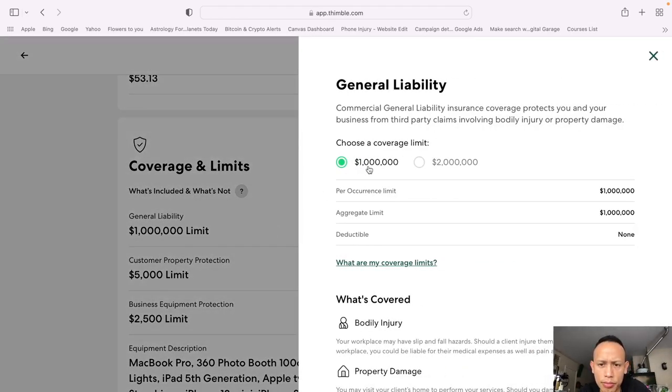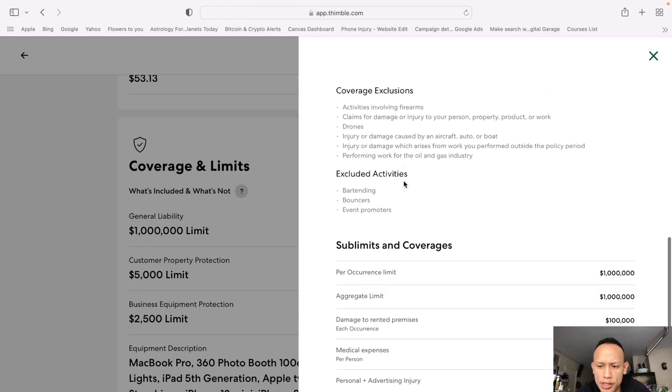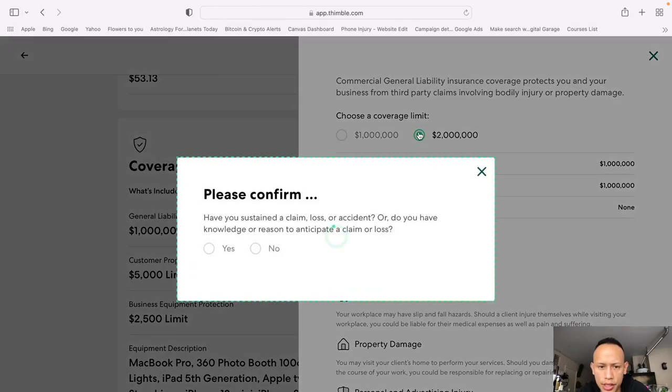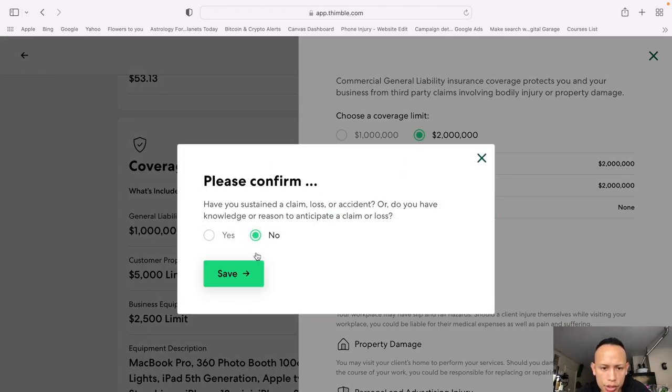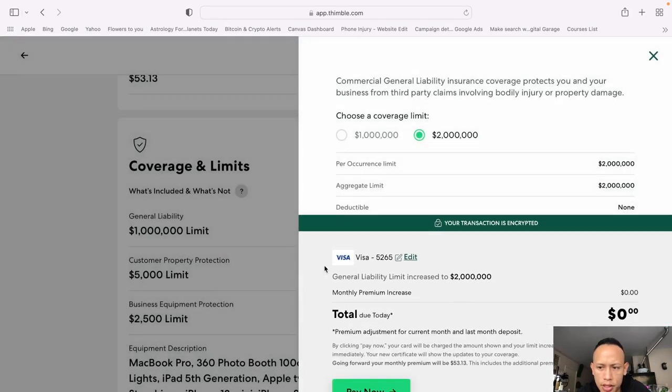And I can actually go from 1 million to 2 million. Now, I did have a situation where I was at the Marriott and they needed a 2 million general liability and I only had a 1 million liability. But I'm curious just to see if I do switch to here, how much more I would be paying. Let's check that out. So the answer is no here. Save. Wow. So there's really no change on how much more I would be paying if I switched it to 2 million, which is interesting.